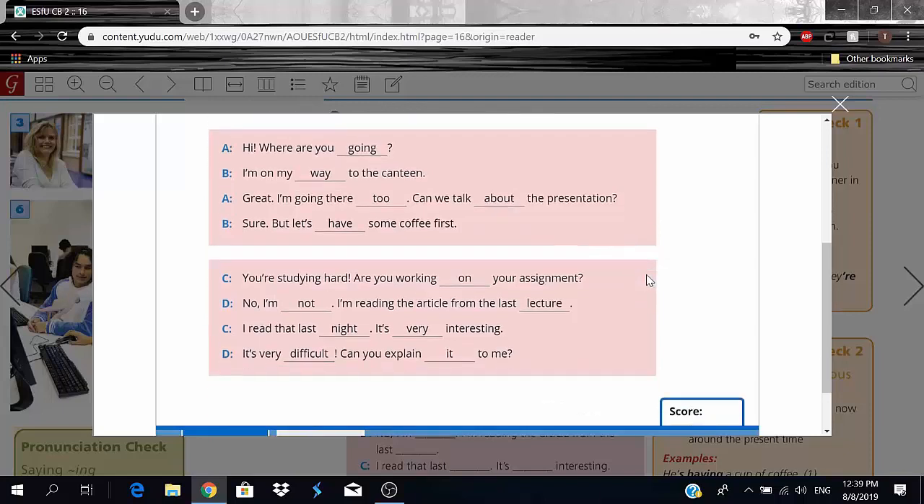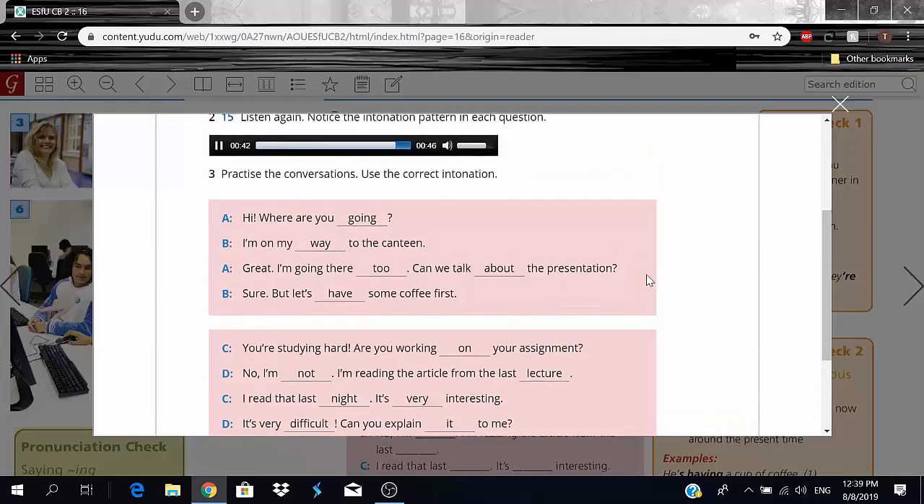You're studying hard. Are you working on your assignment? No, I'm not. I'm reading the article from the last lecture. I read that last night. It's very interesting. It's very difficult. Can you explain it to me?